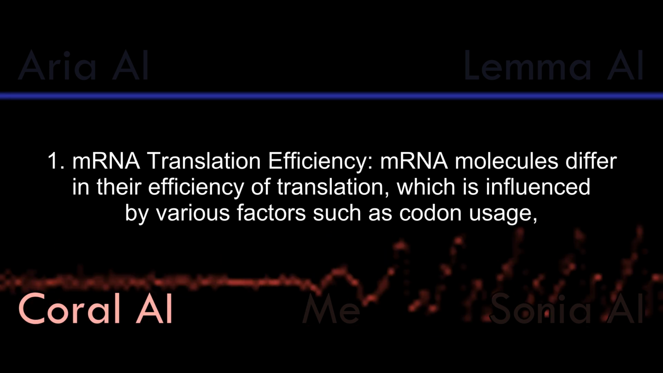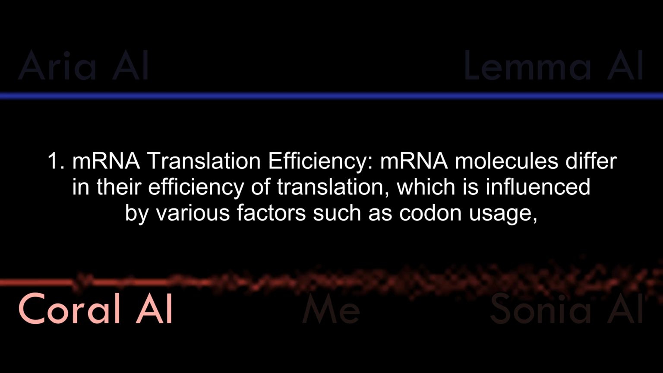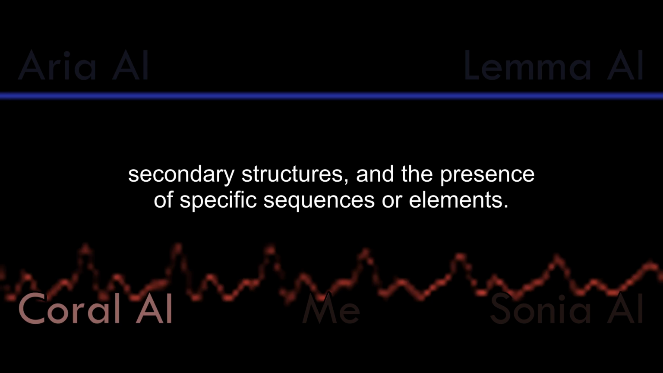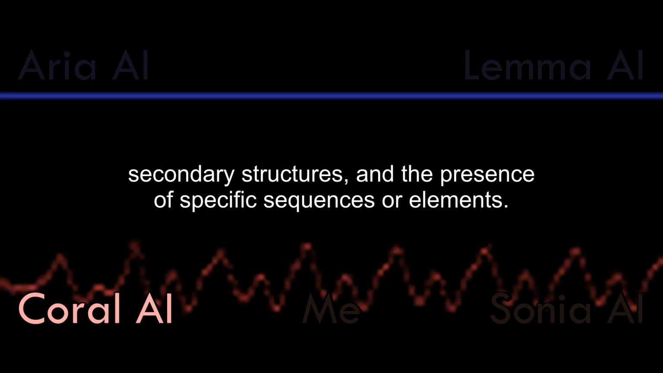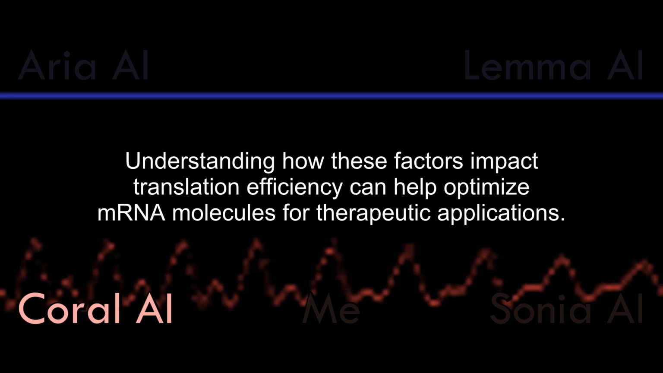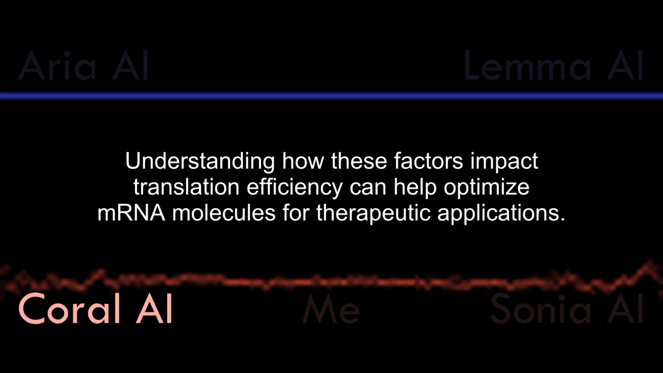1. mRNA translation efficiency. mRNA molecules differ in their efficiency of translation, which is influenced by various factors such as codon usage, secondary structures, and the presence of specific sequences or elements. Understanding how these factors impact translation efficiency can help optimize mRNA molecules for therapeutic applications.